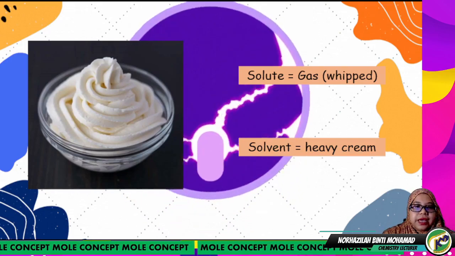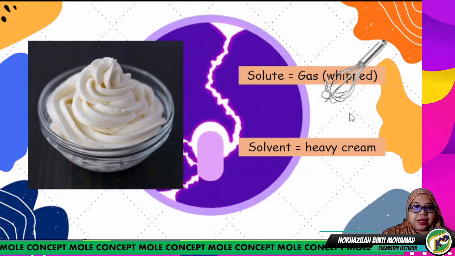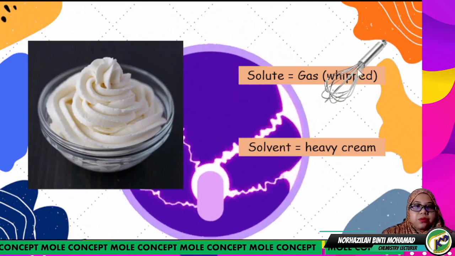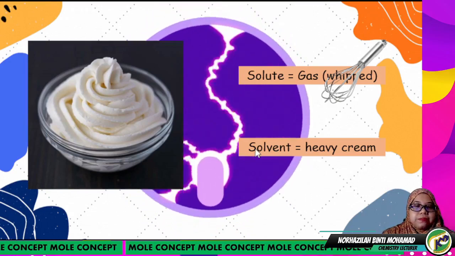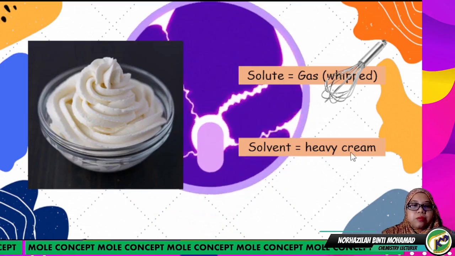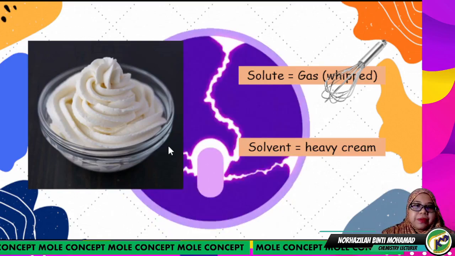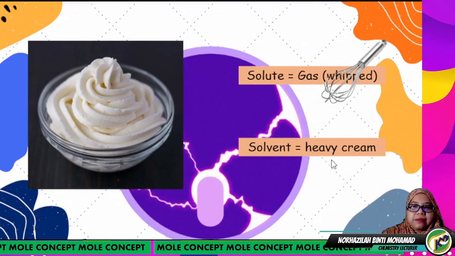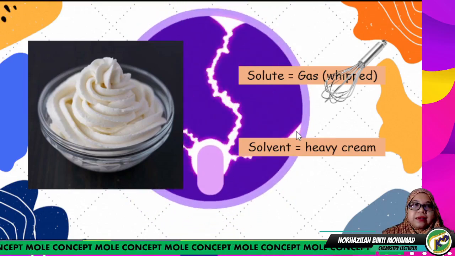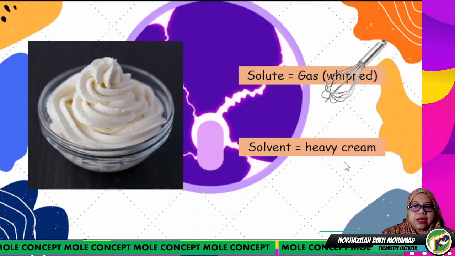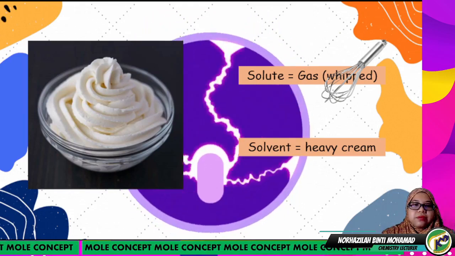So the solvent is heavy cream. So when you whip using this whisk, when you whip the heavy cream, you will infuse gas in between the heavy cream molecules. So for this whipped cream, where do we find the heavy cream? Heavy cream is the fatty part of our milk, that has high fat concentration.